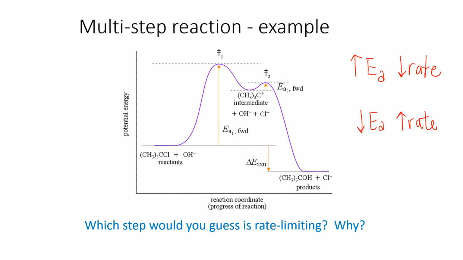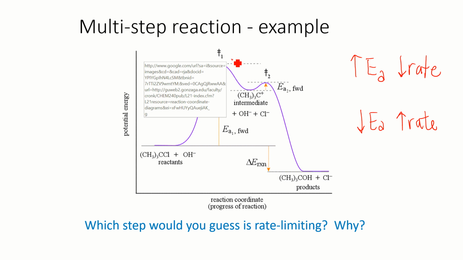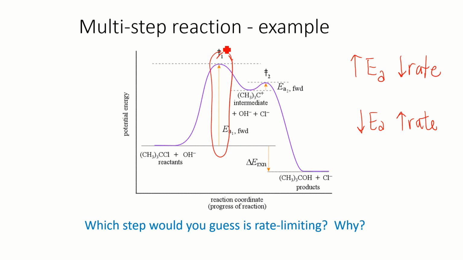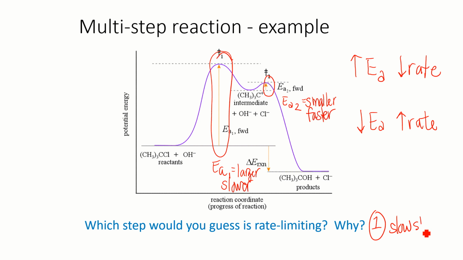So if we take a look at this mechanism here, we've got 2 steps. Here is the activation energy for step 1. And over here is the activation energy for step 2. So what I'm going to notice is the activation energy for step 2 is a lot smaller than step 1. And remember, things with a smaller activation energy are going to be faster. So therefore, this one with the larger activation energy must be slower. So that means that step 1 is the slow step in this reaction.